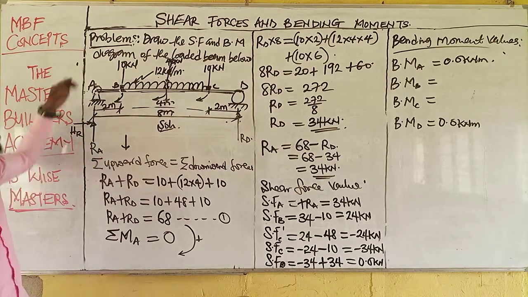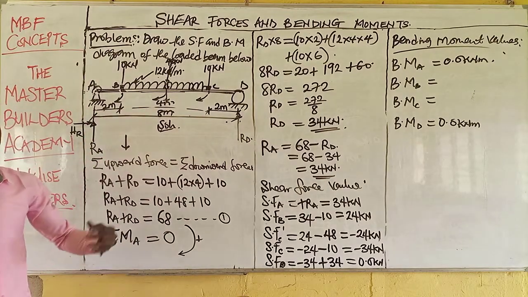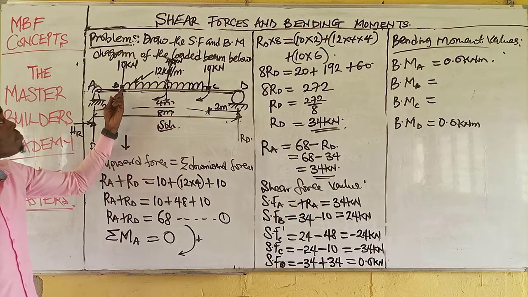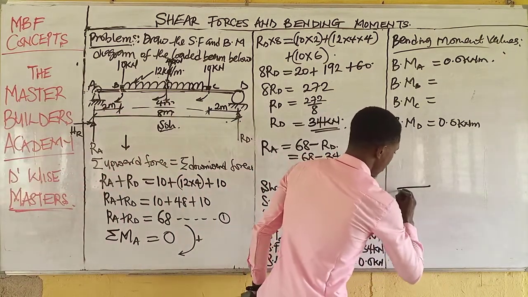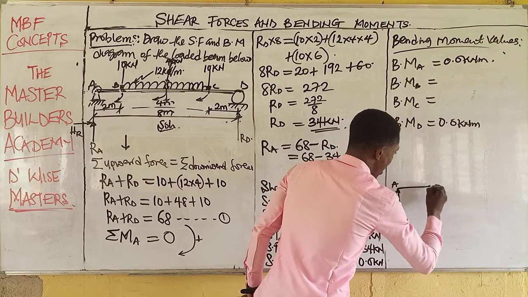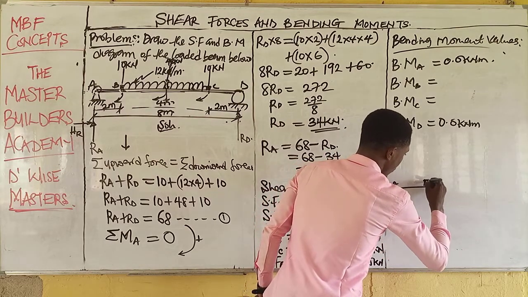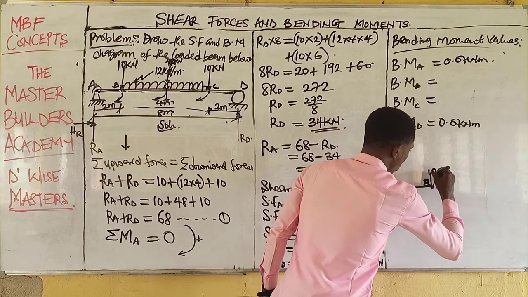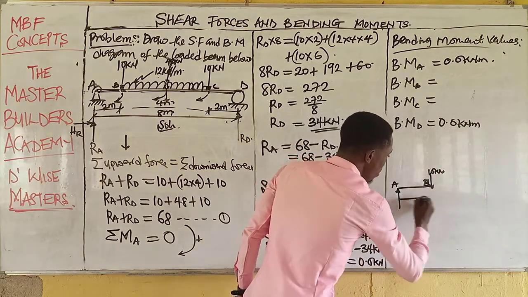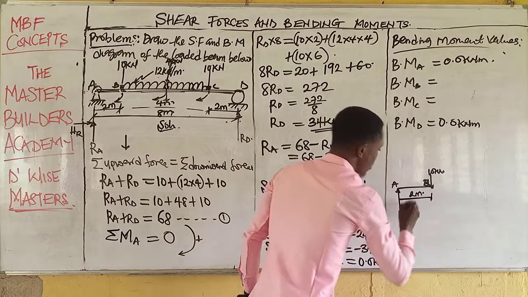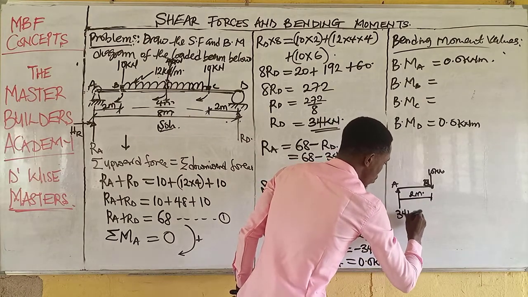Now to get the bending moment at B, what do I need to do? All I simply need to do is to take a section. This is point A, and this is point B, with a load of 10 kilonewton. I will ignore every other part. I will only consider from A to B, and this is 2 meters. Reaction here is 34 kilonewton.